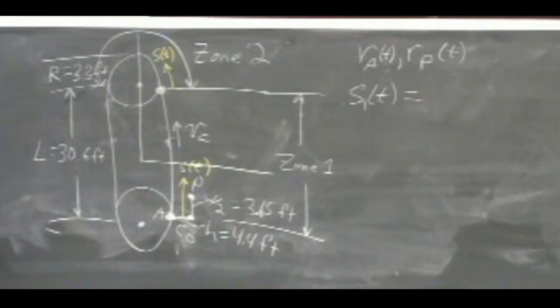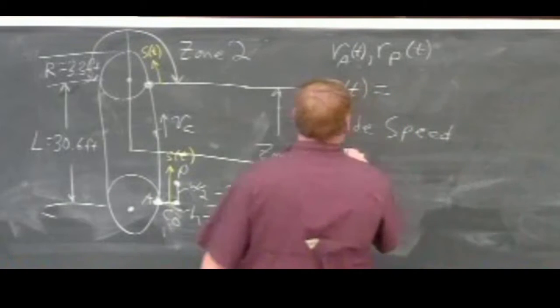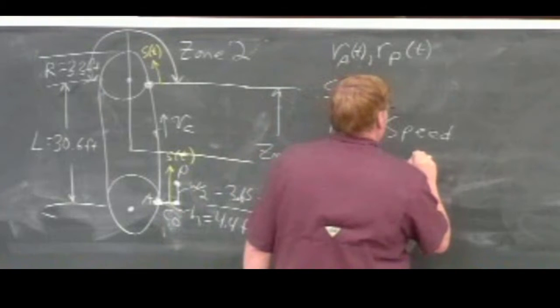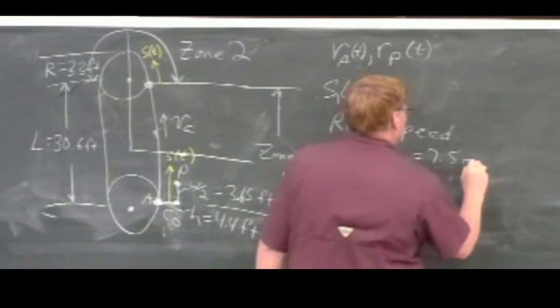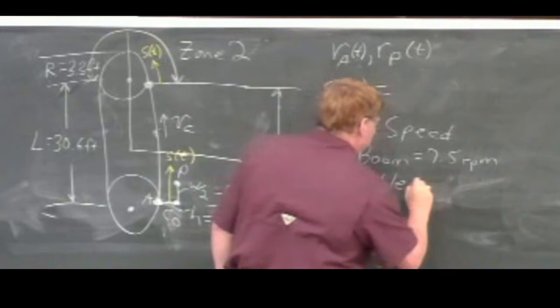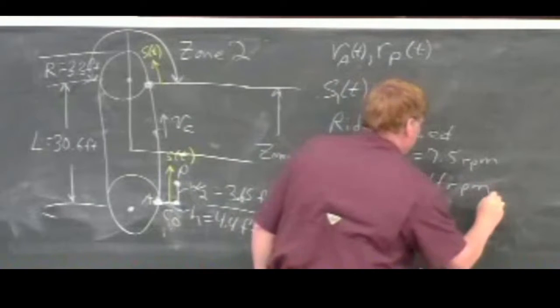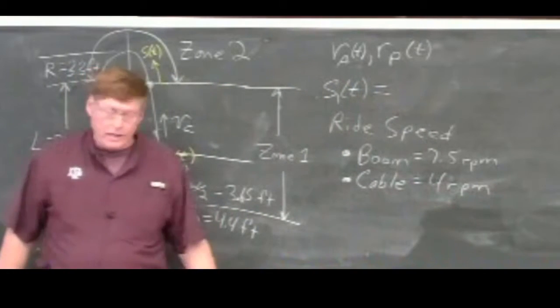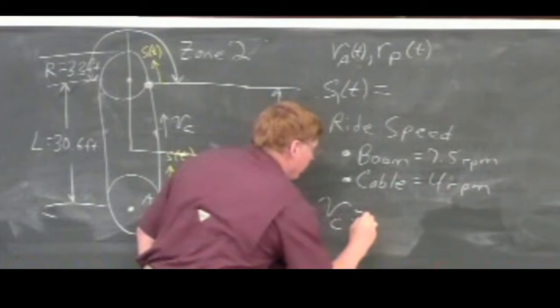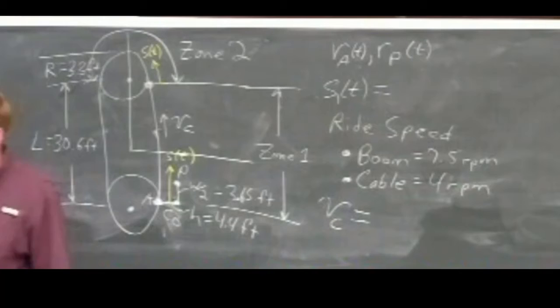That you have a velocity of the cable on your spec sheet that's available. The boom rotates 7.5 revolutions per minute. Cable rotates 4 revolutions per minute. So for me to figure out the velocity of the cable, V of C, 4 revolutions in a minute means how many revolutions in seconds?